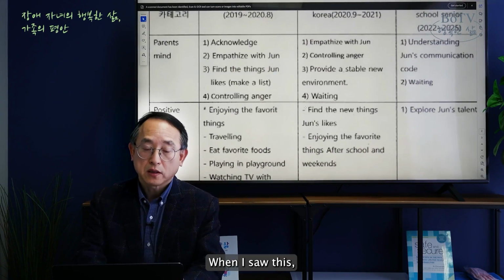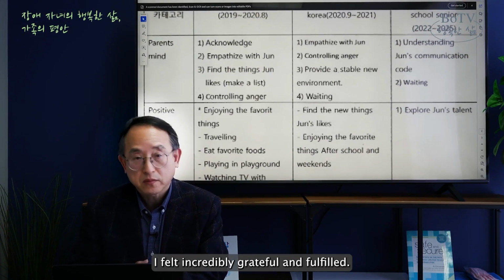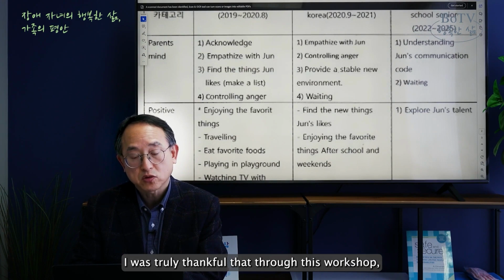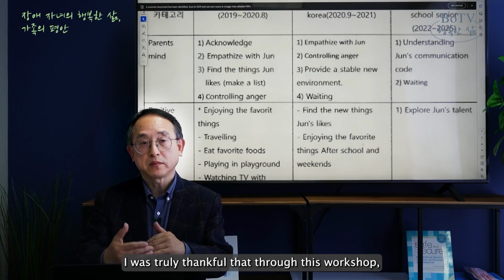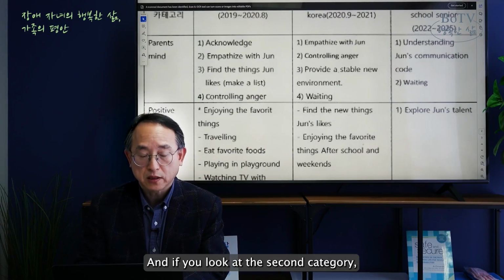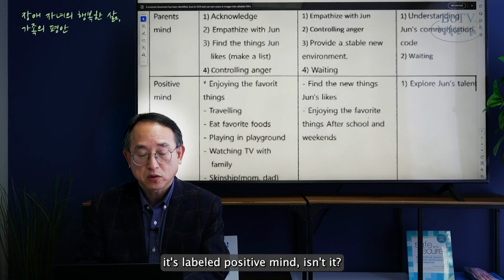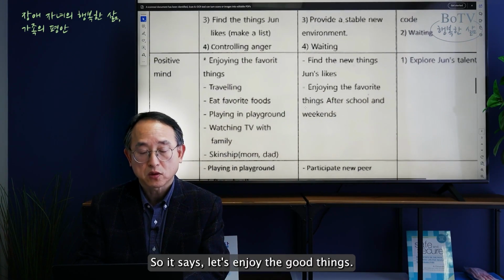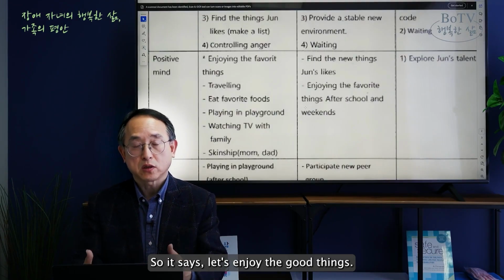When I saw this, I felt incredibly grateful and fulfilled. I was truly thankful that through this workshop, parents' mindsets could be transformed in this way. And if you look at the second category, it's labeled positive mind, isn't it? So it says, let's enjoy the good things.